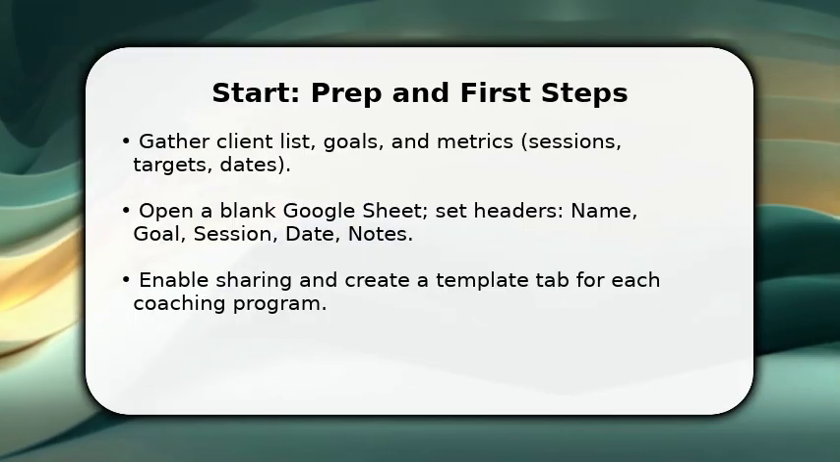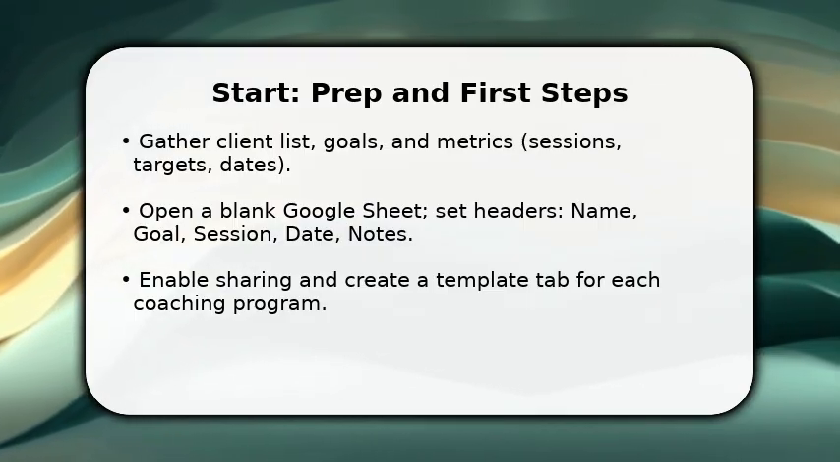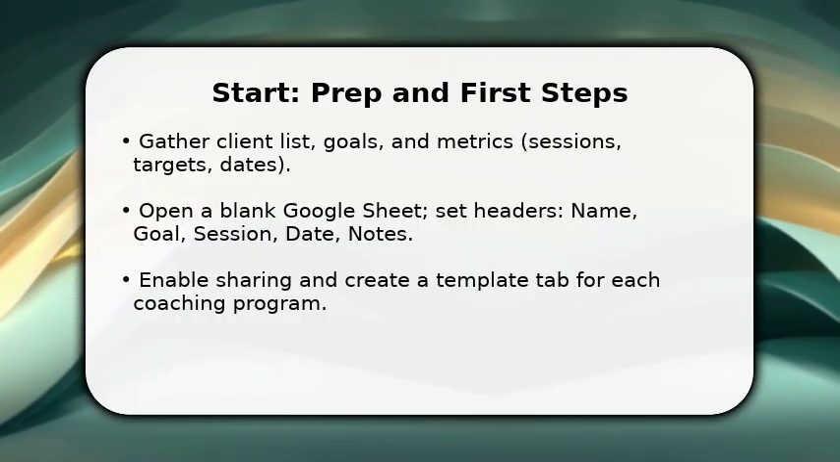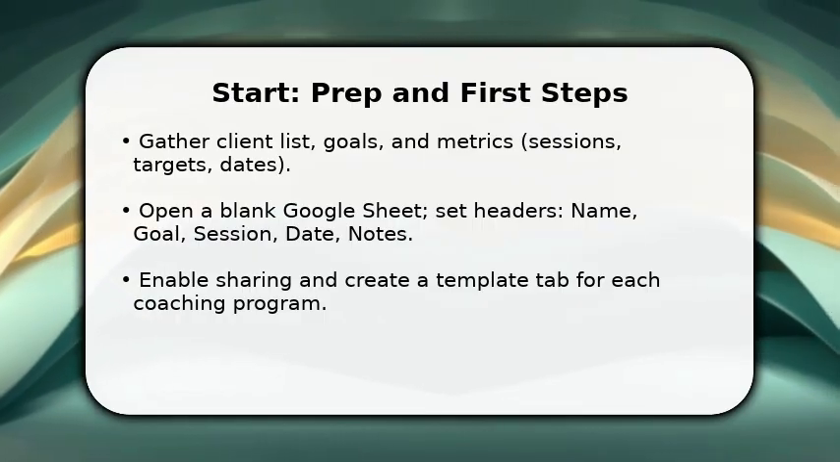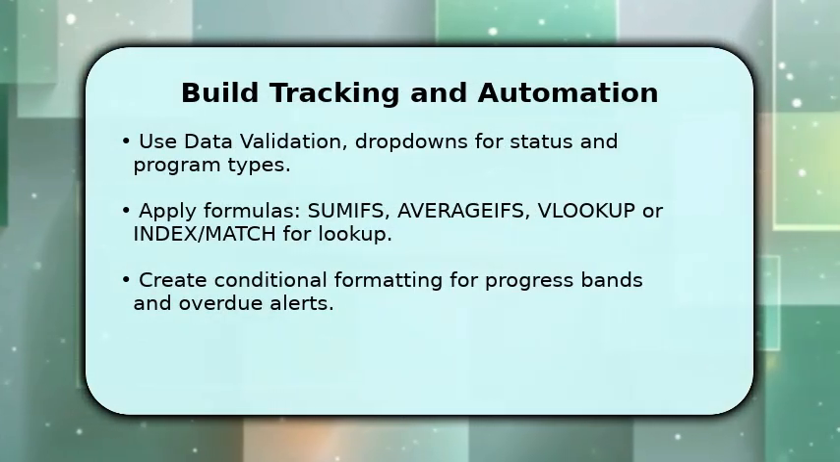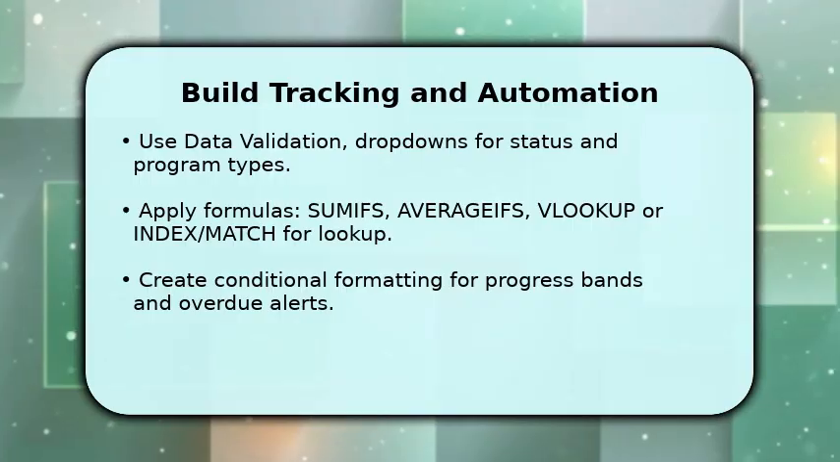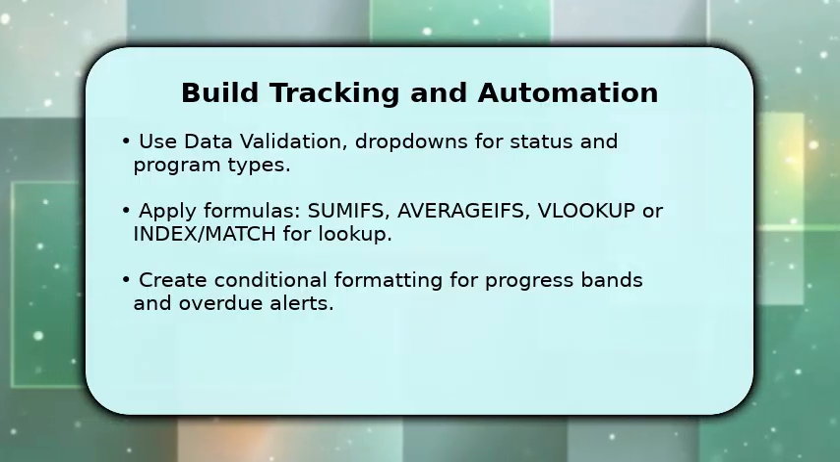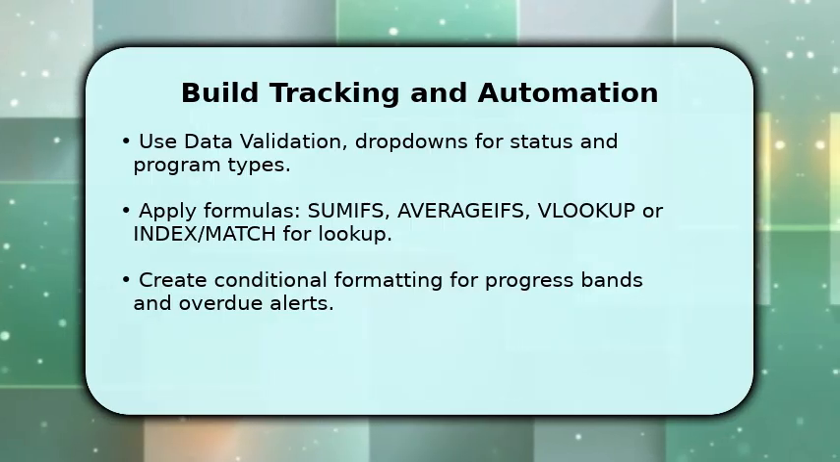While you work, share the file with collaborators using view or comment access, and give editing rights only when necessary to protect data integrity. You now turn the sheet into an active tool. Add drop-downs for program types and status so entries remain uniform, and use data validation to prevent mistakes.